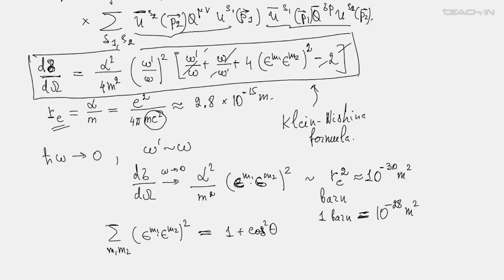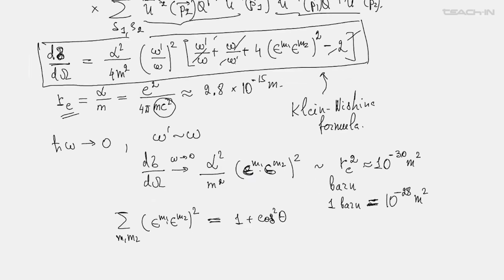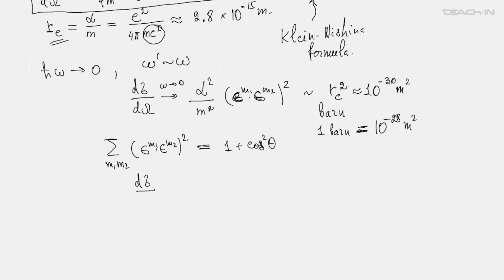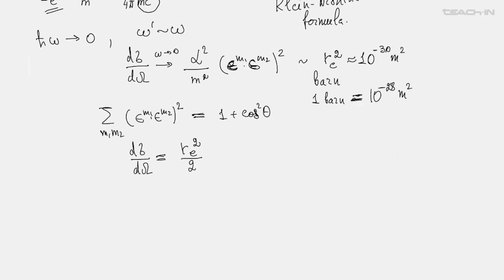then what you get is the following expression: d sigma over d omega is equal to the classical electron radius squared over 2. And the classical electron radius, as I said, is alpha divided by m. So classical electron radius squared over 2, omega prime over omega squared, times omega prime over omega plus omega over omega prime minus sine squared theta.